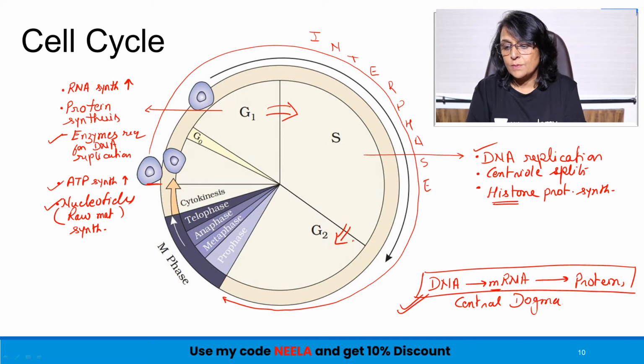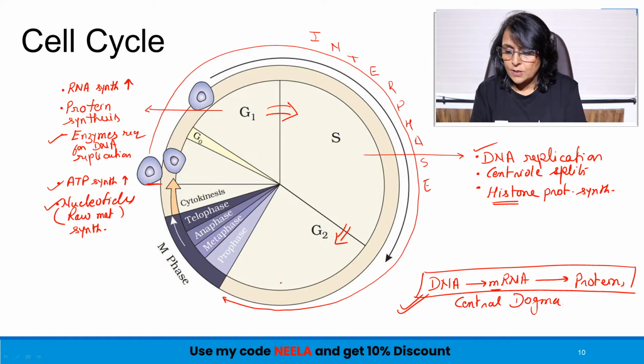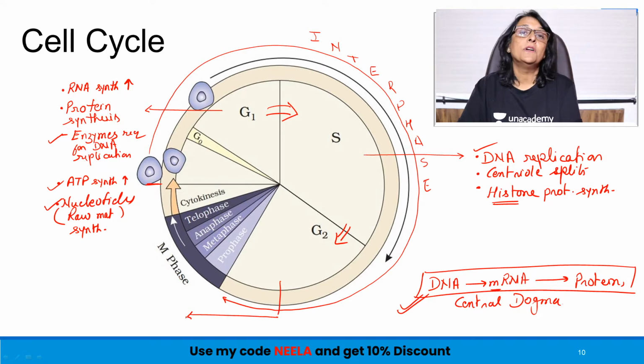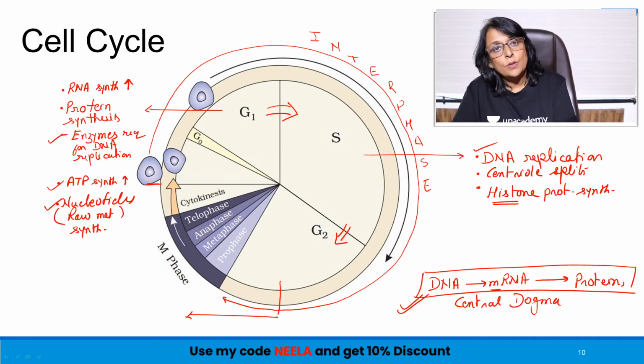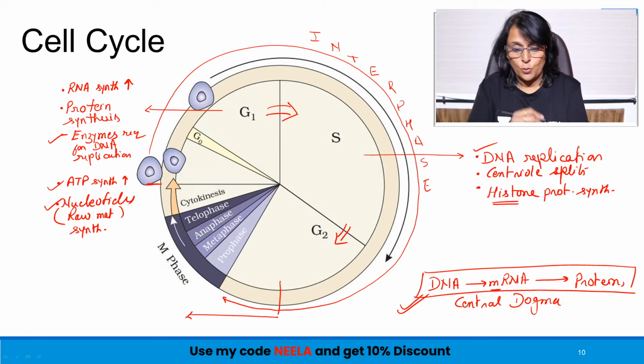Now the cell comes into G2. In G2, the cell is going to prepare itself for division entrance. So what is required for division? Let us see. What is required for division? The cell is going to divide. Energy will be required. Proteins will be required. Which proteins? Now here there are two categories of proteins.